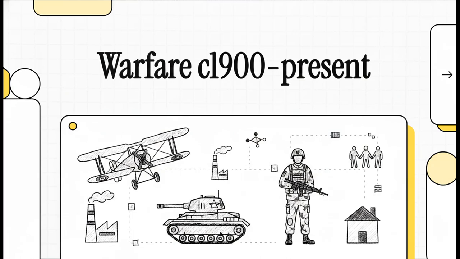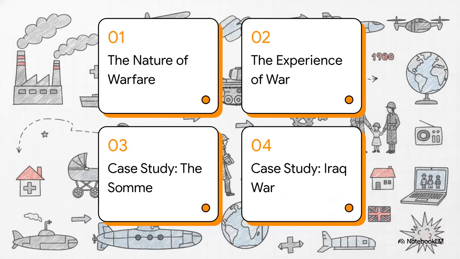Welcome to this GCSE Explainer on c1900 to present, Warfare and British Society in the Modern Era. Today we're doing a direct, no-nonsense review to get you absolutely ready for your exam. No tangents, just exactly what you need to know. Here's the plan for today. We've got 4 main sections.